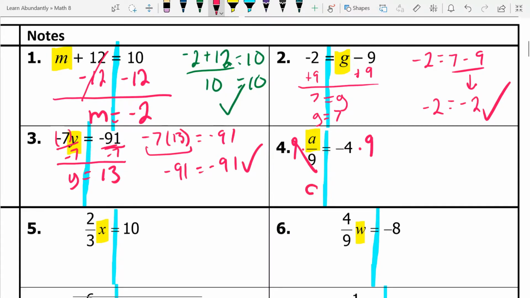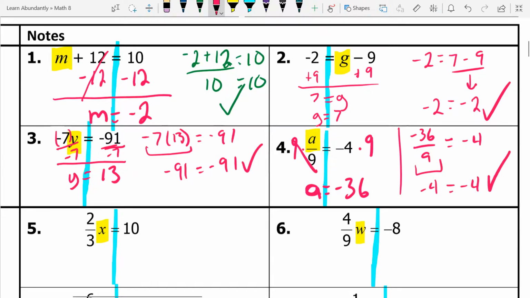On the left-hand side, we're just left with the a. On the right-hand side, we're left with negative 4 times 9, which is negative 36. Let's double check to make sure it worked. Negative 36 over 9, I'm just checking it just like it was, equals negative 4. Let's find out. Does that work? If you type that in your calculator? Yep, you get negative 4 equals negative 4, so it checks out.